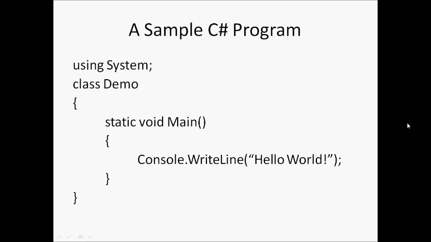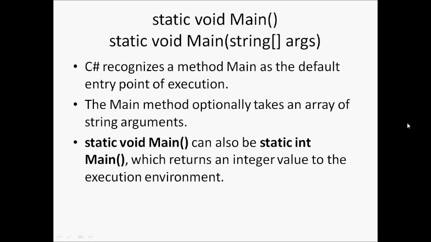So this is a simple C# program, and this is a console application. C# recognizes a method Main as the default entry point of execution. The Main method optionally takes an array of string arguments. Static void Main can also be written as static int Main, which returns an integer value to the execution environment.